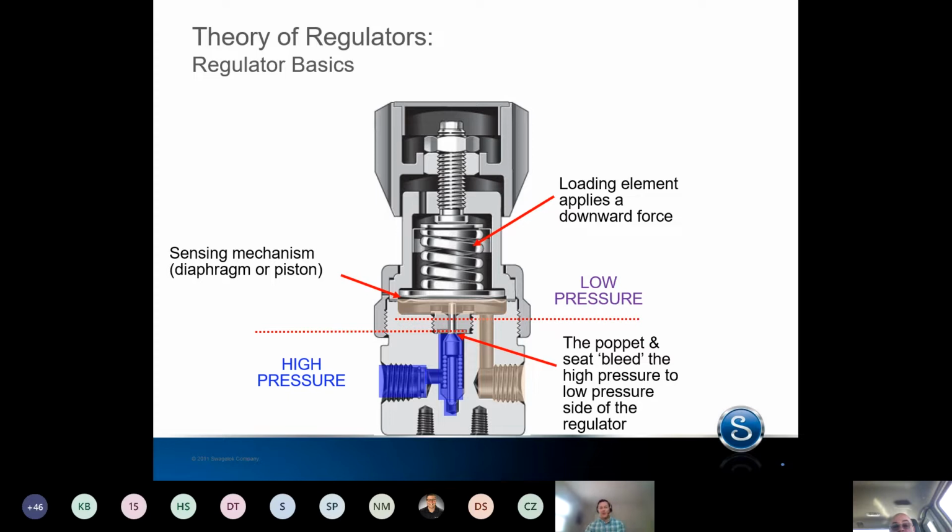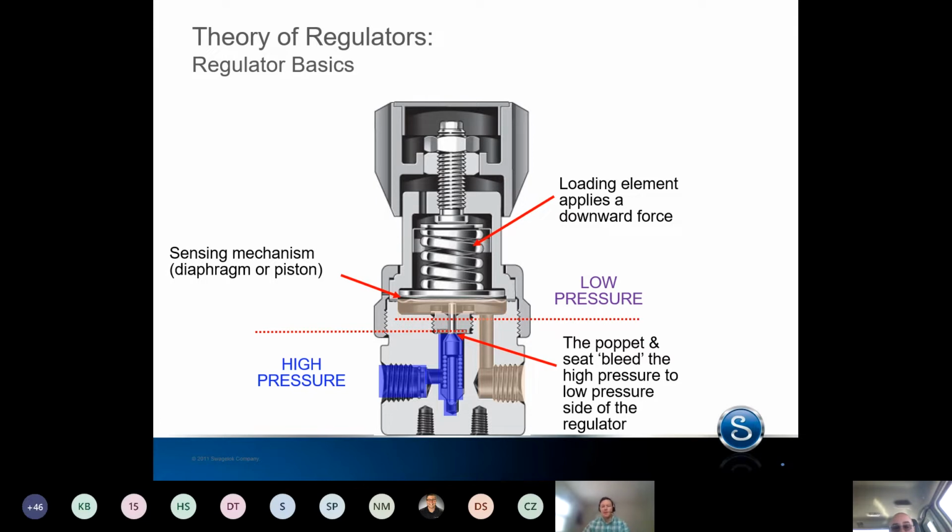And now it's not good enough. You can't just turn the spring and expect the poppet to move on its own. You need some way for those two elements, the control element and the loading element, to communicate, right? And that's really the job of the sensing mechanism. So typically a diaphragm or a piston. The loading element then applies a force to the sensing element, which in turn contacts your control element and tells it, hey, you need to open up more, or get closer to the seat, and allows the regulator to deliver that low pressure that you want.